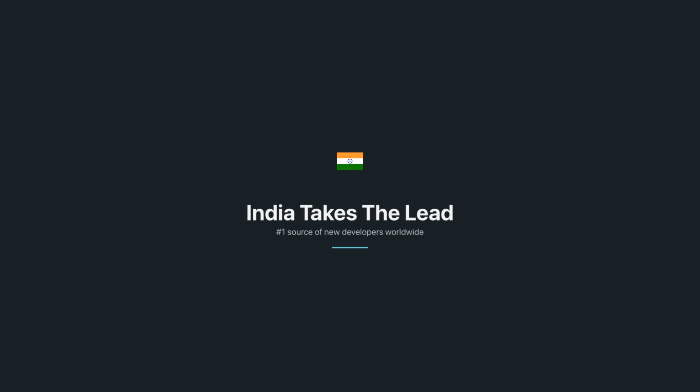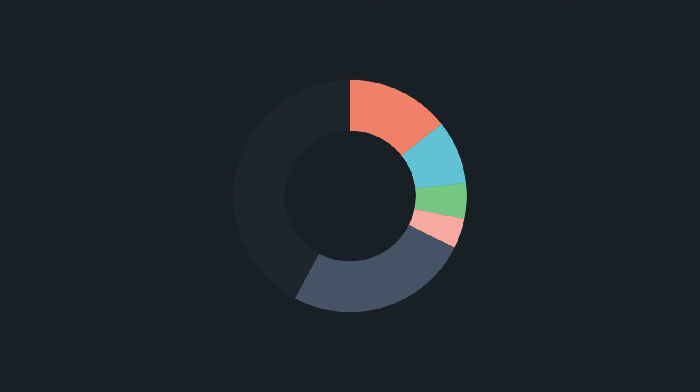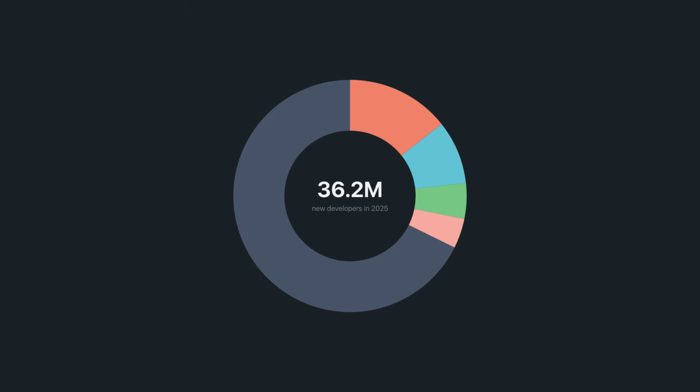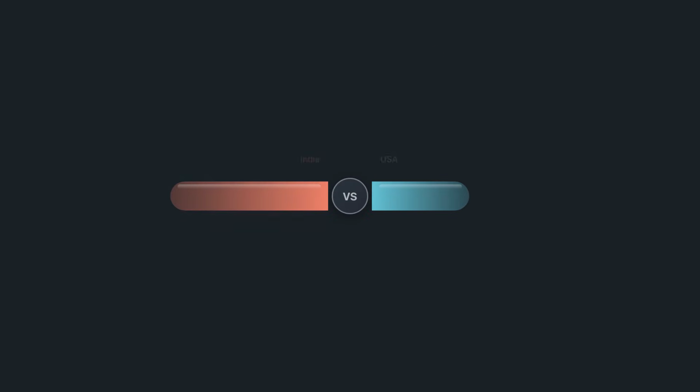This year, something historic happened. India became the number one source of new developers worldwide. India, what took you so long, right? So, of the 36.2 million worldwide developers who joined GitHub in 2025, 5.2 million came from India. That's 14% of all global growth from a single country. The US added 3.2 million. In other words, India added 60% more than the US.